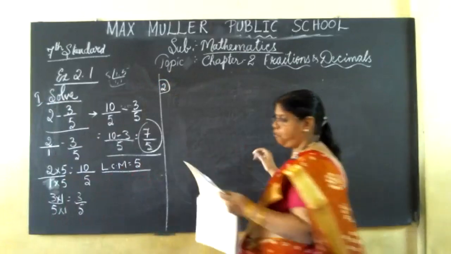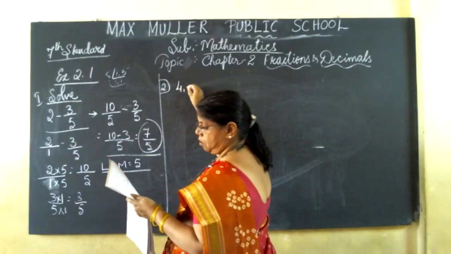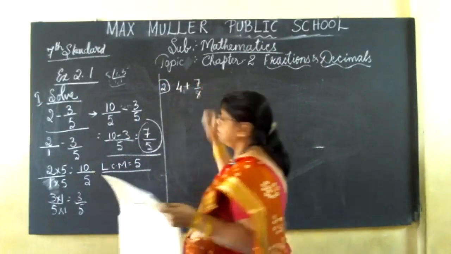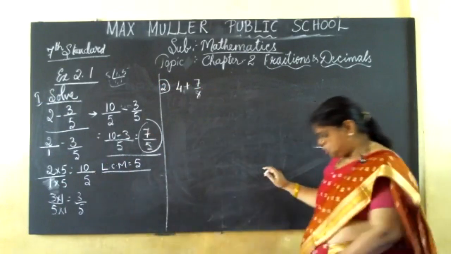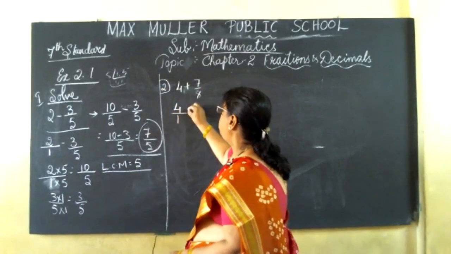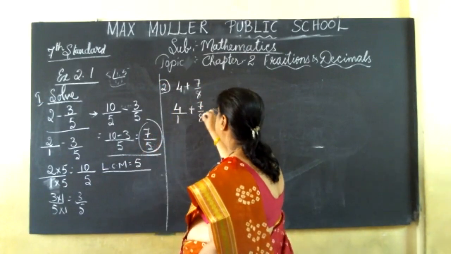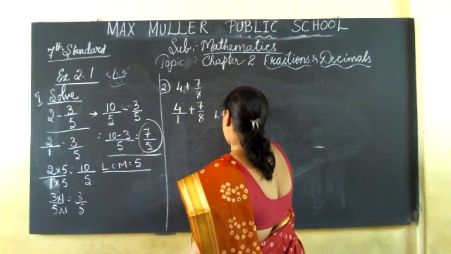Next is 4 plus 7 by 8. See how we subtracted in the same way, addition also. We'll change this as a fraction. 4 by 1 plus 7 by 8. Here the LCM is what? 8.